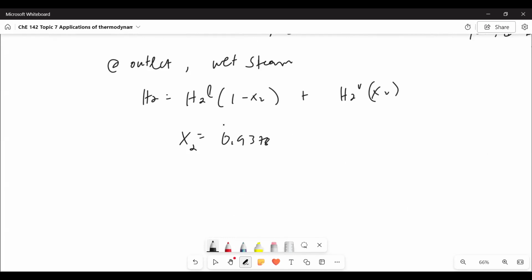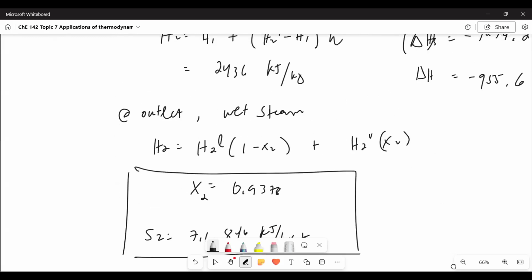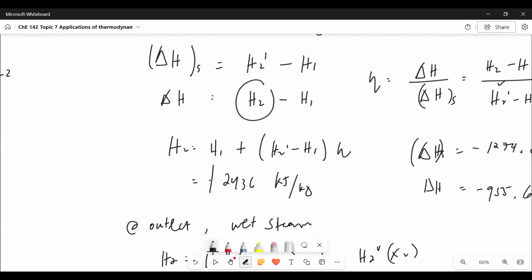So what do you notice? It's larger than the fraction of the isentropic quality. Then what else? You can use x2 actual to get S2 actual. Using the same equation, S2 actual is 7.6846 kilojoules per kilogram Kelvin. So these are the answers using the steam table. So it's also H2. That's the state.